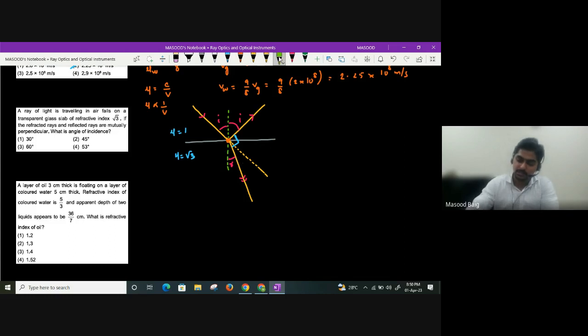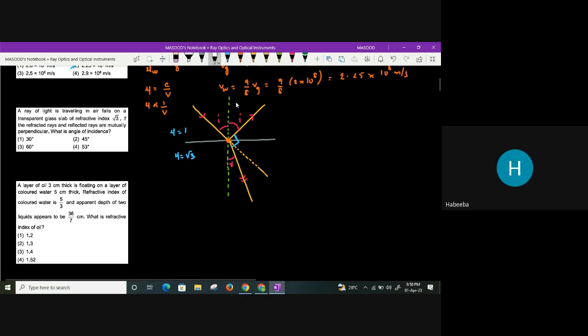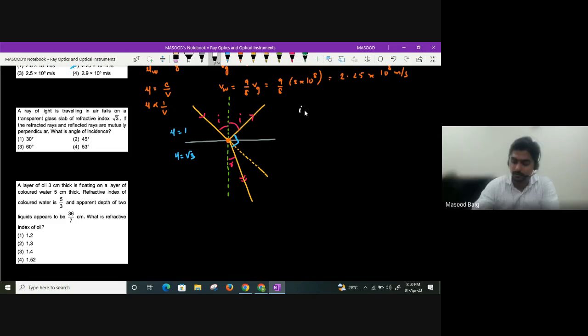What is the angle in a straight line? 180 degrees. So you see I plus 90 degrees plus R, I can write it as 180 degrees. So what will I get as the R value? Because they're asking the angle of incidence, the R value I will get as 90 minus I, right?